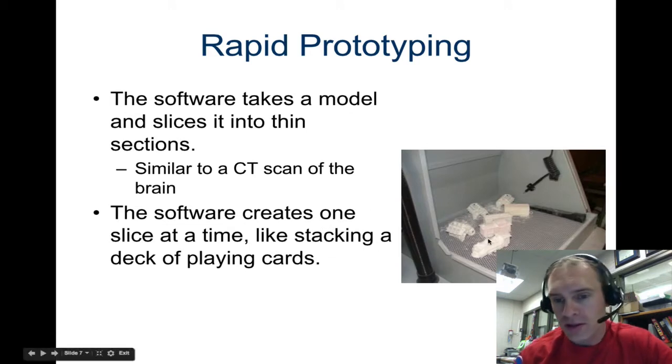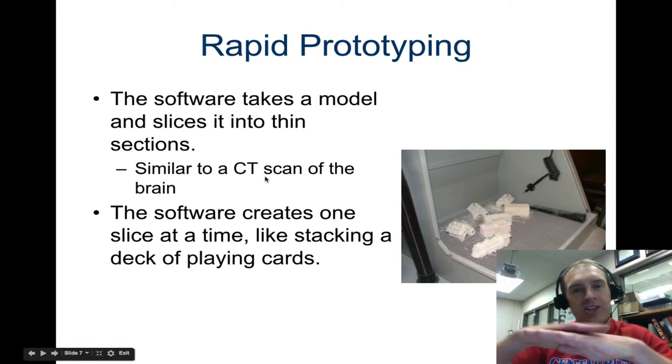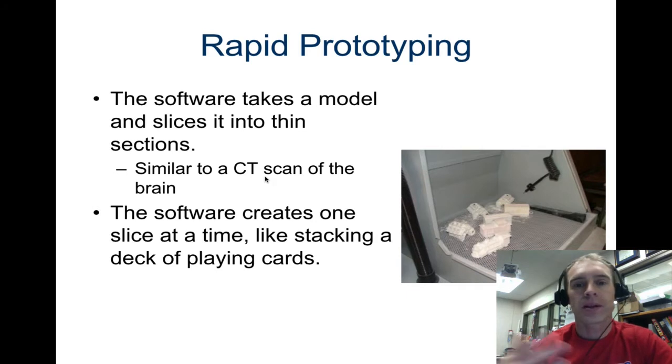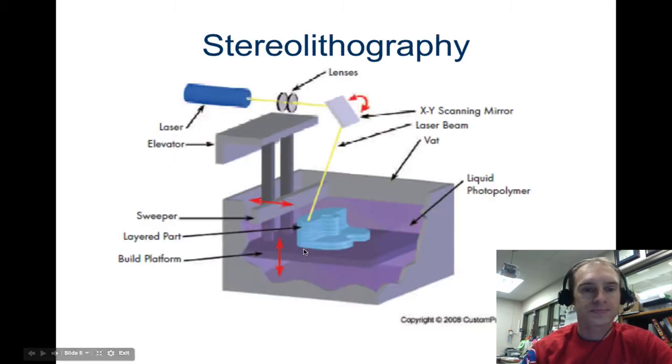So right over here you can see there's a bunch of different 3D printed objects, and this looks like an area where they're cleaning them off or brushing them off. It's similar to a CT scan of the brain, a CAT scan they call them, where it just takes very thin sections and will allow the software to know how much material to lay down. The software creates one slice at a time. It's kind of like stacking a deck of playing cards.